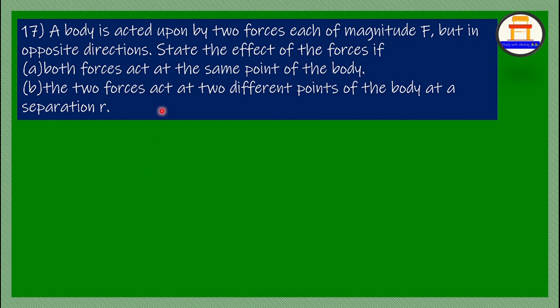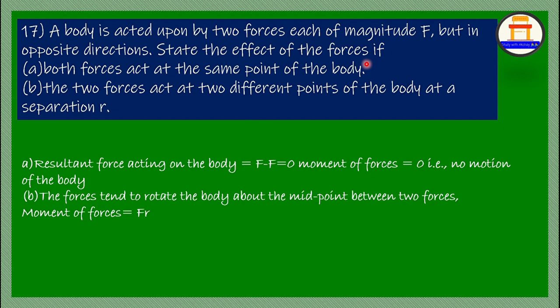The body is acted upon by two forces, each of magnitude F, but in opposite directions. State the effect of the forces if both the forces act at the same point of the body, and the two forces act at different points of the body, at a separation R. So basically I have displayed a complete answer. For the first question, the resultant force on the body is F minus F.